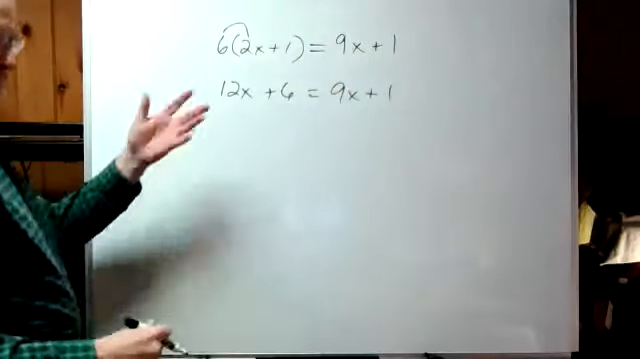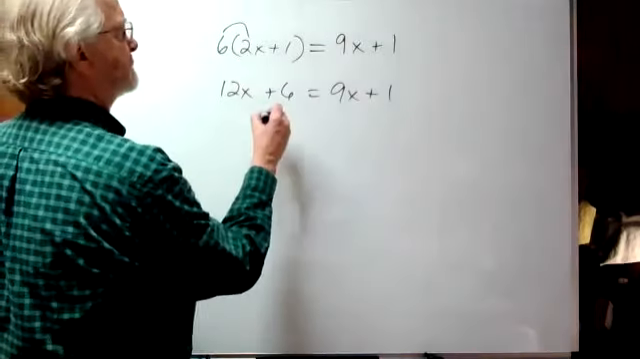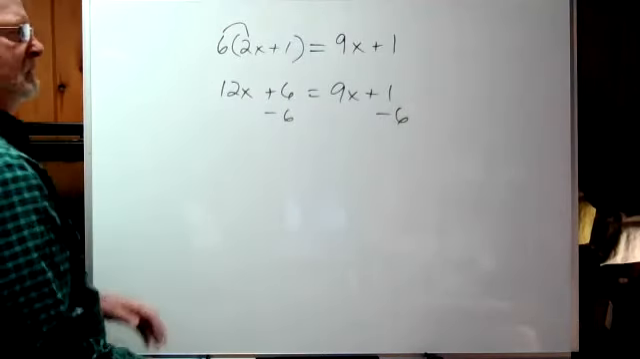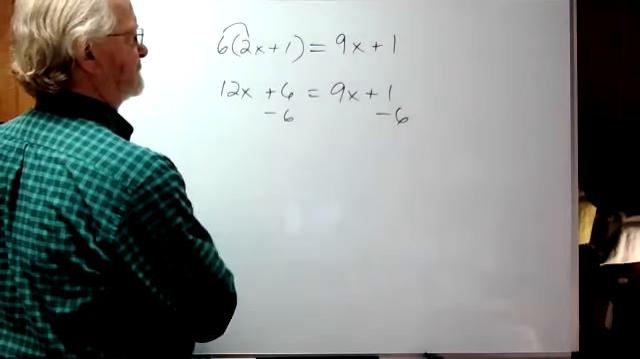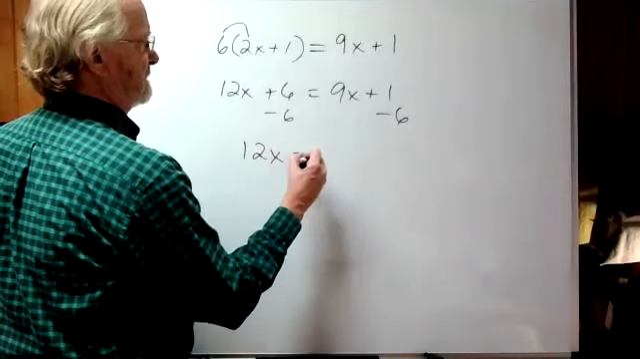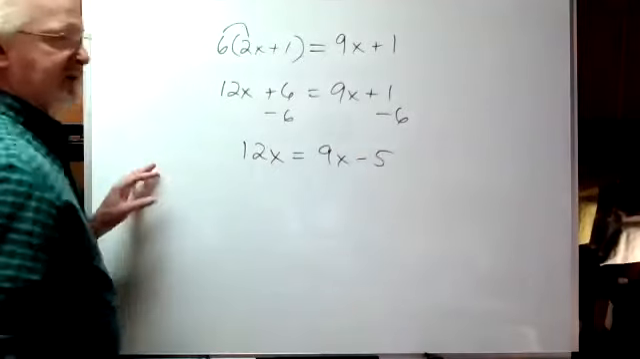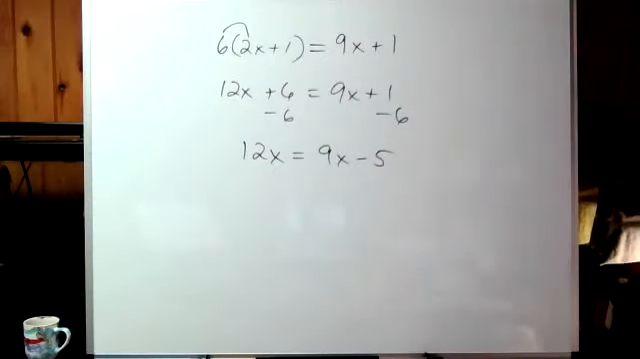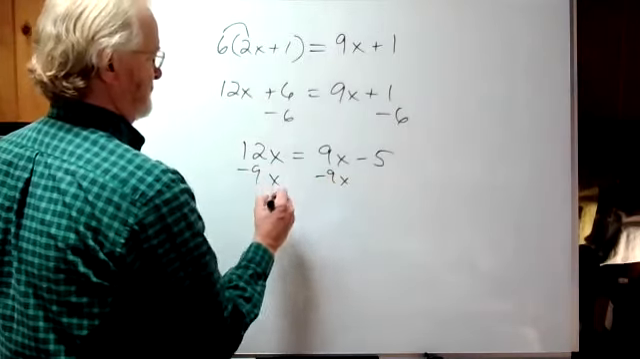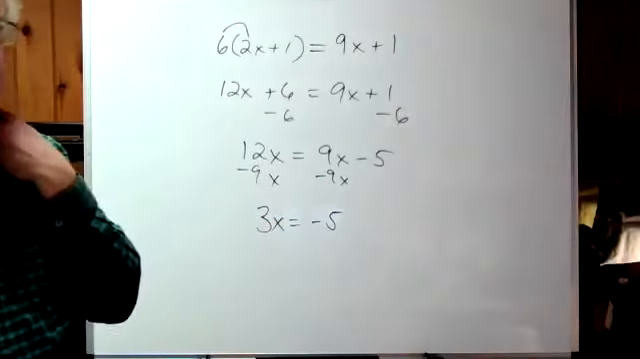Then I would subtract 6 from both sides, and subtract 6 from the 1. That gives me -5, right? So 12x equals 9x minus 5. Yeah, and don't lose all your x's. And then I subtract 9x from 12x. Oh yeah, this is going to have a fraction answer. Don't try to write a decimal.